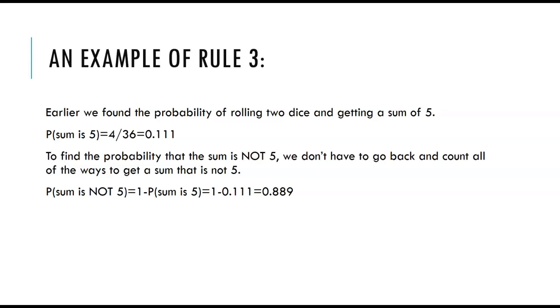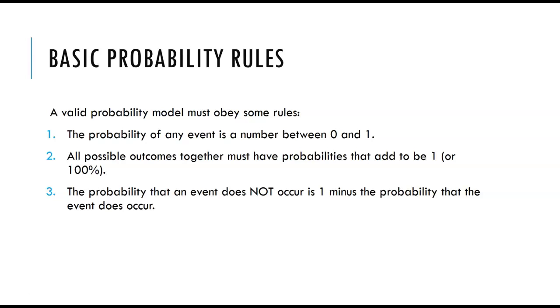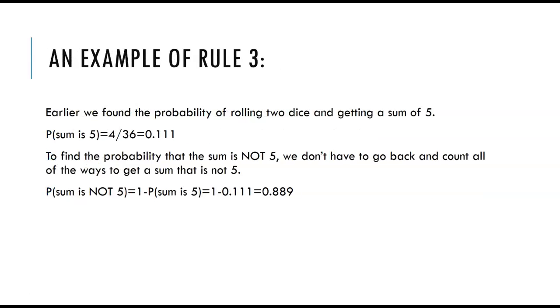So let's look at an example of this new rule. Rule 3 is the probability that an event does not occur is 1 minus the probability that the event does occur. I want you to think of this as a shortcut. It is not a new rule to add additional work. It's actually a way for us to have less work.